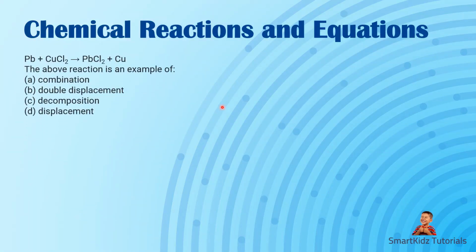Next question. This is lead plus copper chloride, giving you lead chloride plus copper. The above reaction is an example of combination, double displacement, decomposition, or displacement. It is displacement. Clearly you have a metal here, lead, which is displacing another metal, which is copper. For this you should also know the reactivity series to know which metal can displace another metal from its salt solution. This is the salt solution, copper chloride. So lead is displacing copper. Here you have copper displaced.